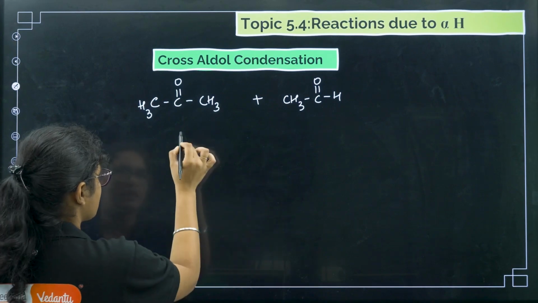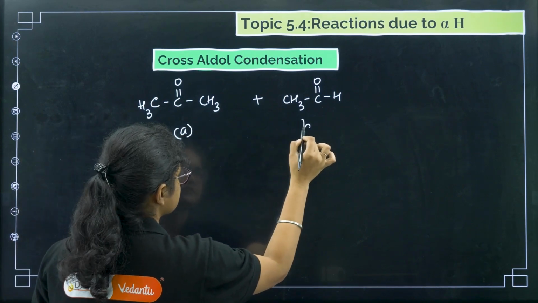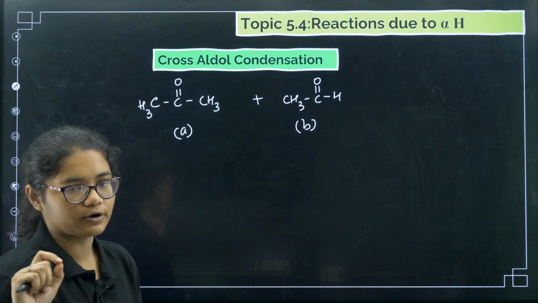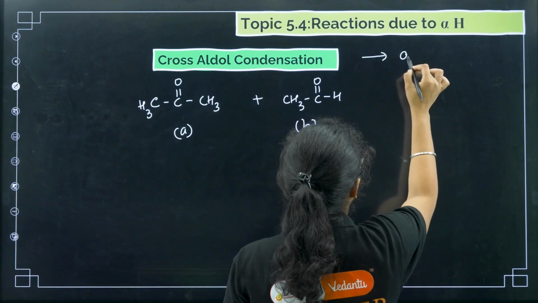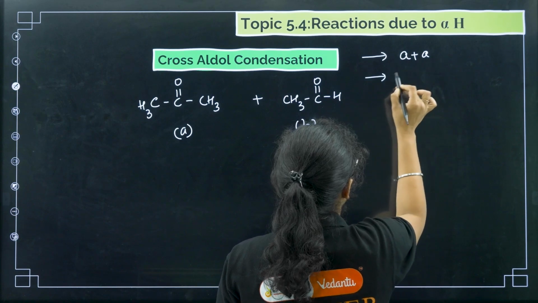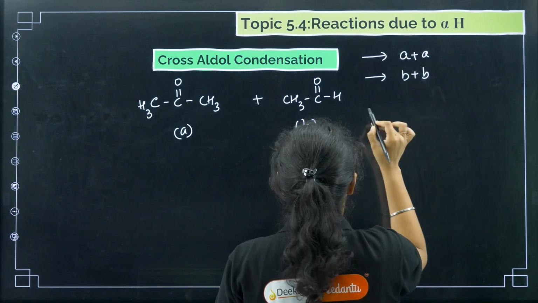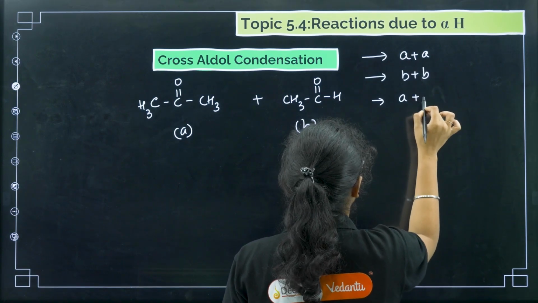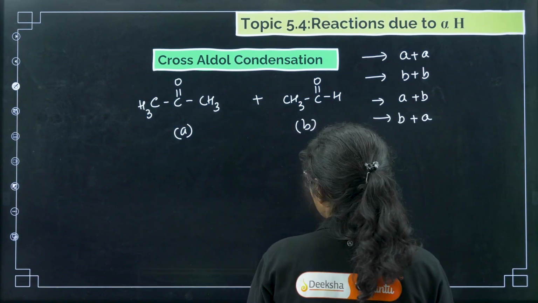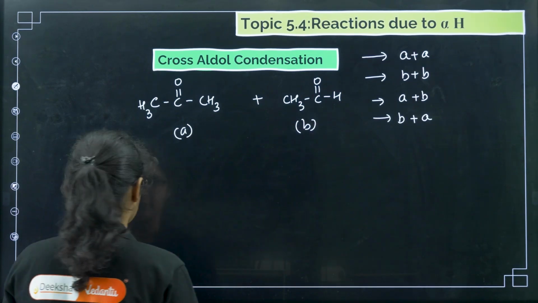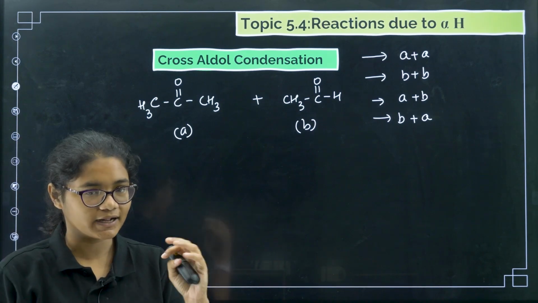Now suppose I mark this as A and this as B. So we will get 4 products during the cross aldol condensation. What are these 4 products? You will get a product when A plus A is reacting, when B plus B is reacting, next when A plus B is reacting, and then when B plus A is reacting. Now we will react all of them. I will do the products quickly with the trick that I told you.